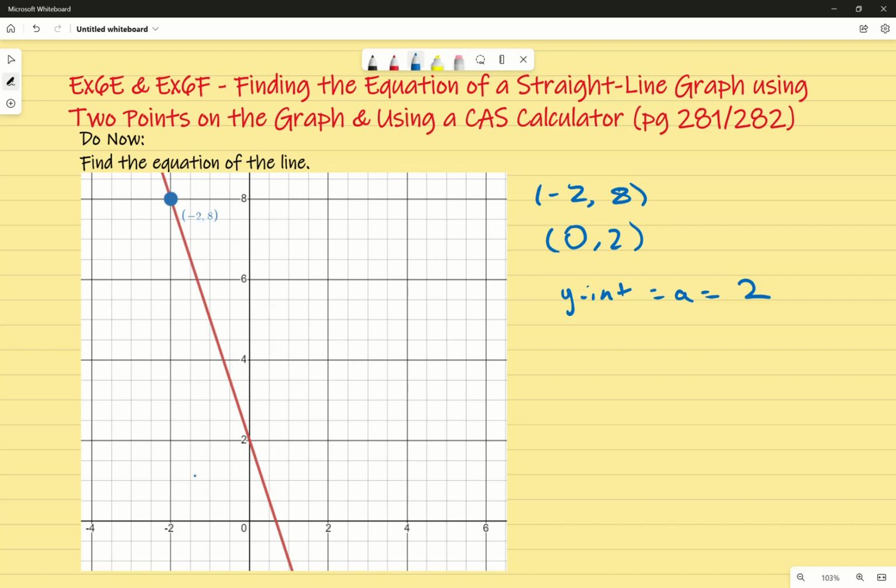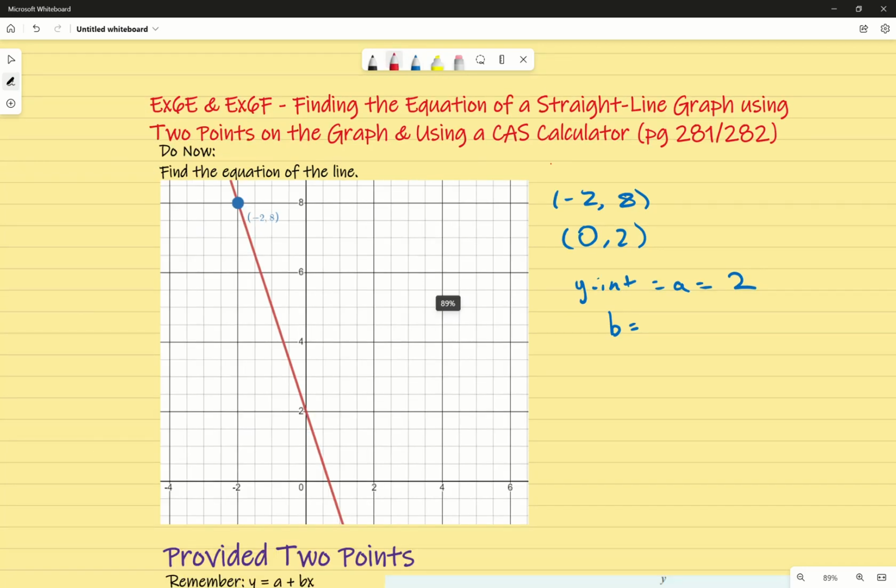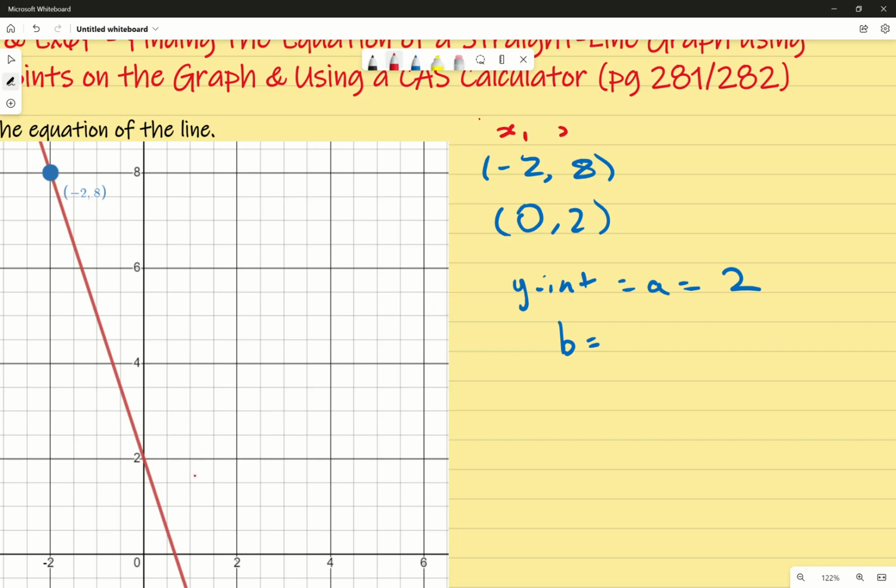So to find the slope, or the value of b, do I want to use the formula, or do I want to use just the rise run thing? Okay, sure, let's use the formula. So let's define this as x1, y1, x2, y2. Again, it doesn't matter which way you define it. For example, you can call the first coordinate 2 instead. As long as it's consistent, it's fine. So the formula is y2, which is 2, minus y1, which is 8, over x2, which is 0, minus x1.